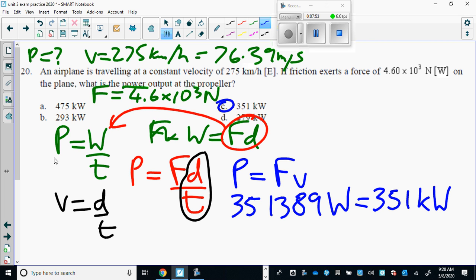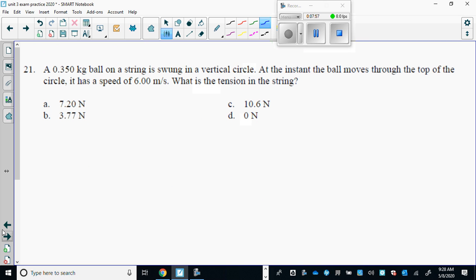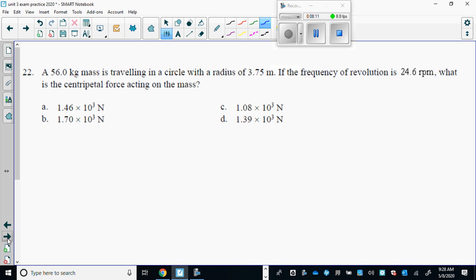All righty then. Onward. Now, question 21. On your test, you should see a big omit because there's a number missing in that question. They have to give you the mass or the radius in that question. So omit that question, and you won't get one like that on your test.